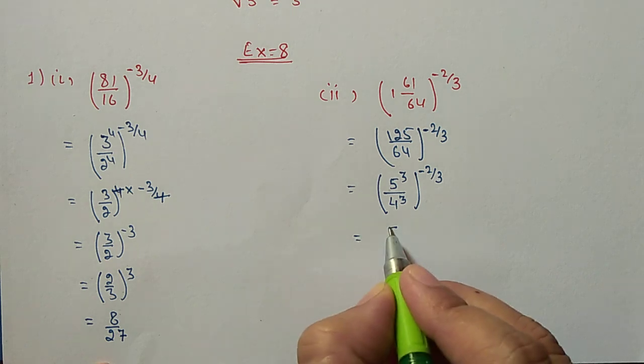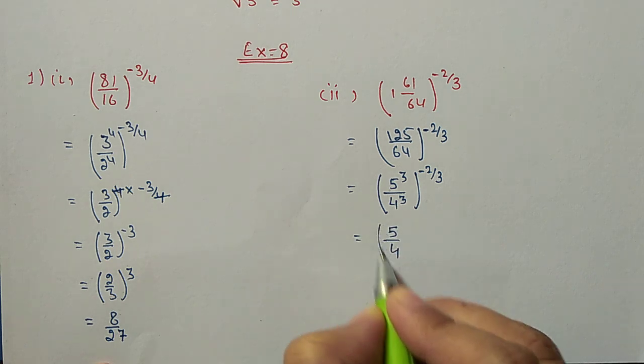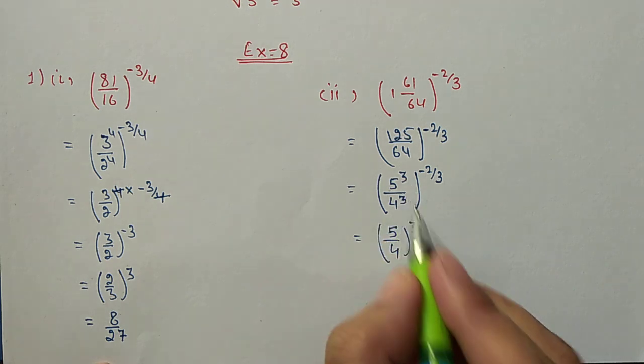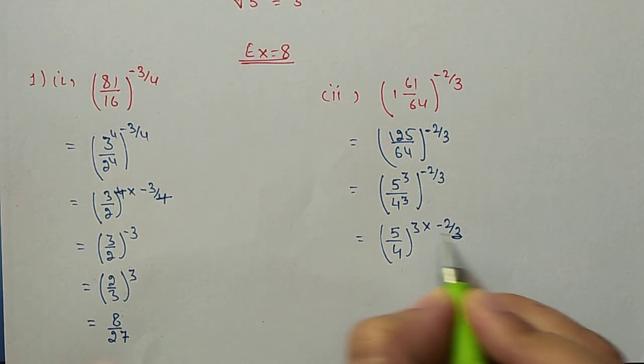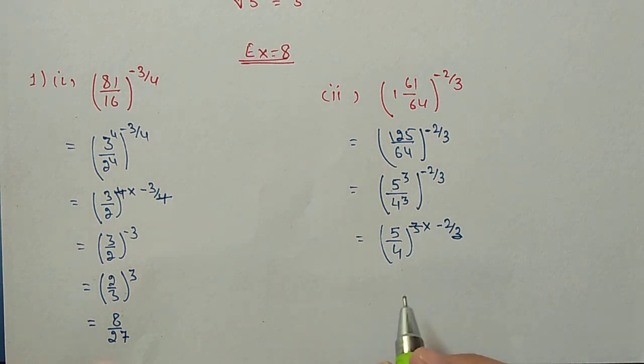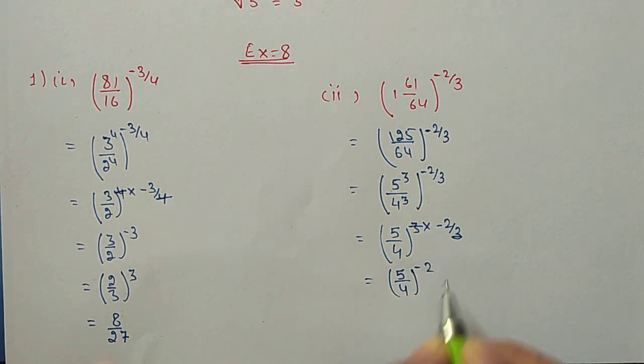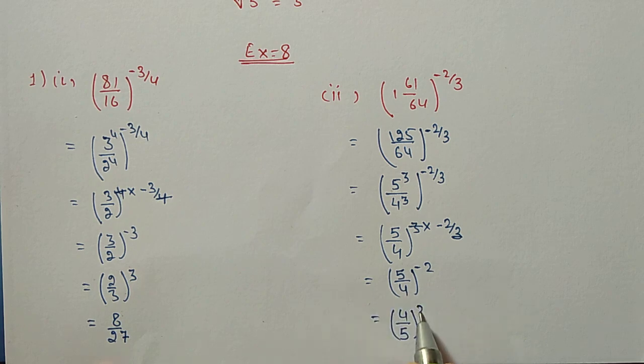So we can write it as 5 by 4 whole to the power 3, because both the powers are 3, into minus 2 by 3. This 3 and this 3 will cancel out. 5 by 4 to the power minus 2, or we can write it as 4 by 5 to the power 2. Reciprocal it, so the power will become plus. 4 by 5 to the power 2 means 2 times we have to multiply it, 16 by 25.